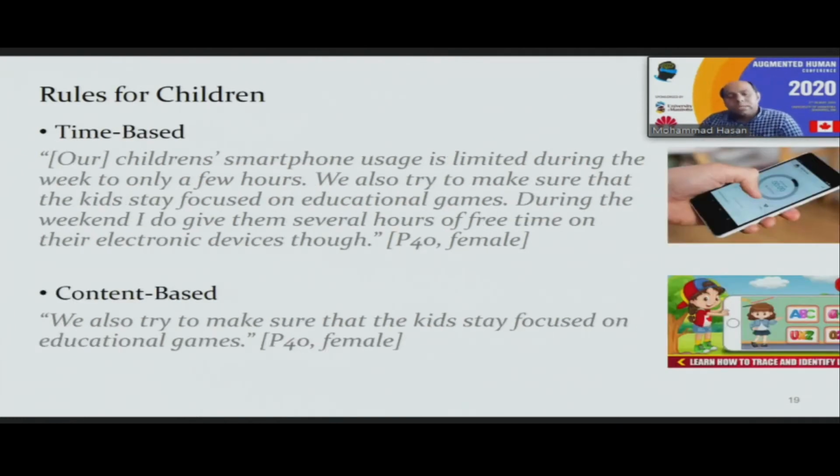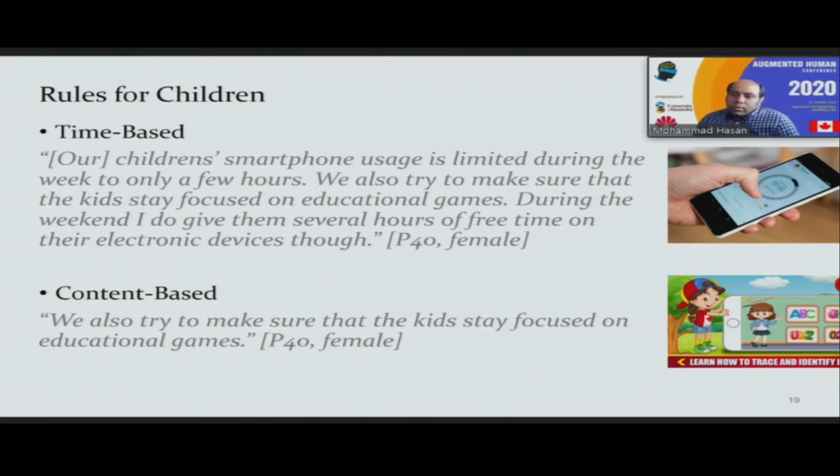Now, let's move to the rules for the children. As I mentioned, we found 90% of the participants mentioned that they have rules for their children. We collected a total of 59 responses, or 59 different rules, where the majority were time-based rules. For instance, they allow a maximum of 60 minutes of phone usage per day for their child.